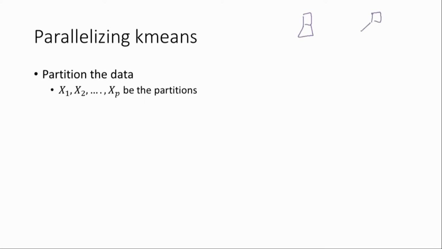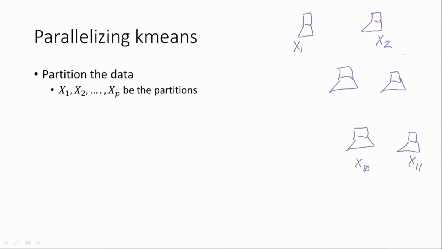Here is what we'll try to do: partition the data. Think of these as multiple machines. Each of them, I don't know if it looks like a desktop, is a workstation. Now we partition the data, give everybody their own set of points, and let them do a k-means on that set of points.